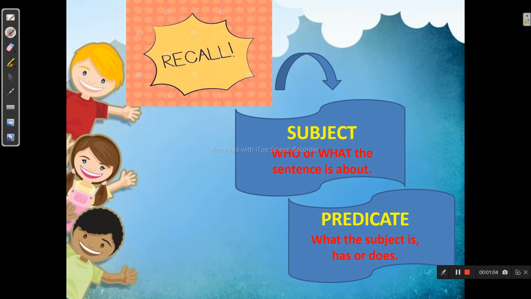So what is a subject? Subject is who or what the sentence is about. That means whomsoever we are talking about in the sentence is called a subject. Subject carries a noun, pronoun, or a thing. And predicate means what the subject is, has, or does. So whatever action is done by the subject is called predicate. So predicate carries a verb.